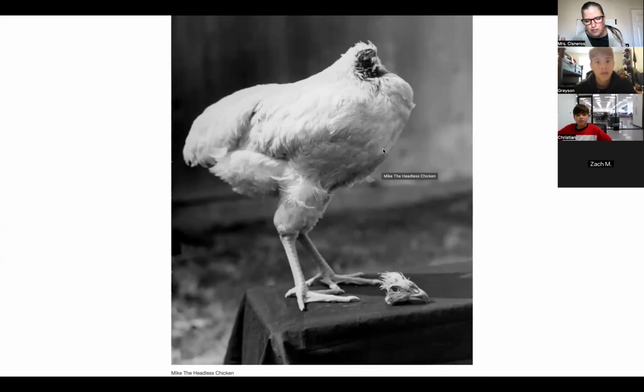Crazy, huh? Can you imagine seeing this thing walking around? Christian's like, no, I can't either. But I mean, they made some money off this guy. Poor Mike. Not a very good quality of life. I just want to say that. But they did take care of him. They fed him, probably pet him. Anyway, for real. All right.